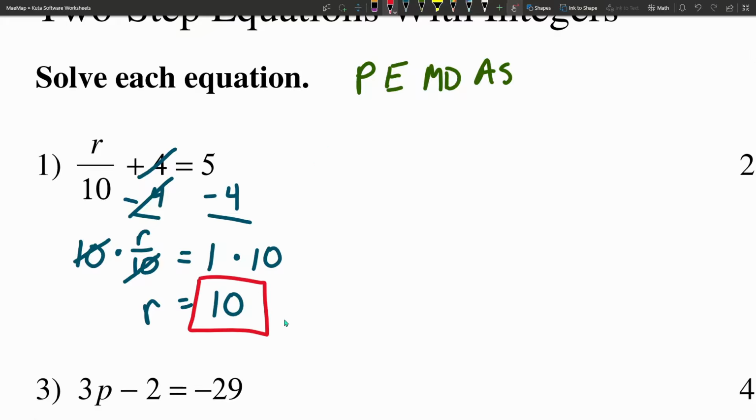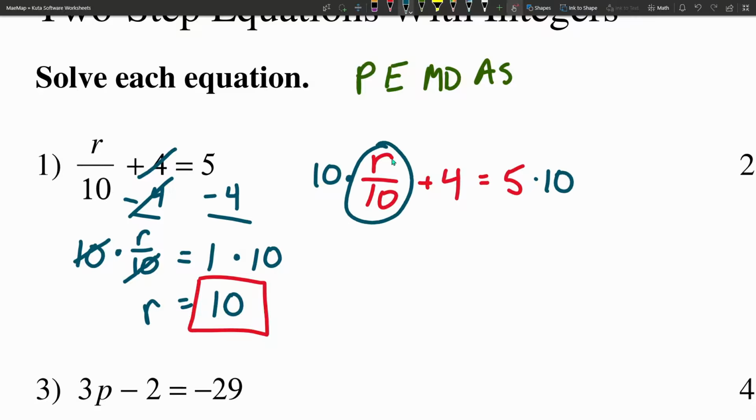Now, I want to show you that helpful tip that I gave you in the beginning. You can choose to ignore it if you want. It's just going to be a little extra work. So let me rewrite this problem. We have r divided by 10 plus 4 equals 5. Now, I can choose to get rid of the 10 first, but when I multiply both sides by 10, I'm not just multiplying this r over 10.